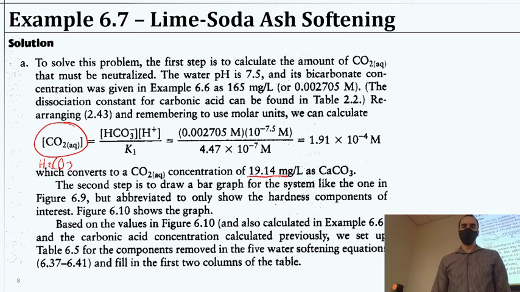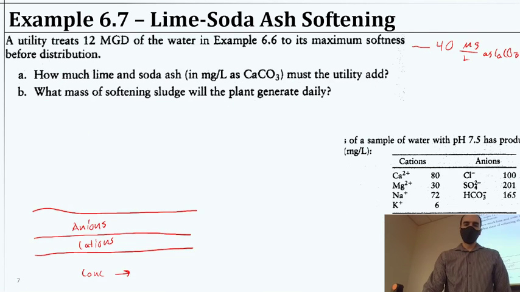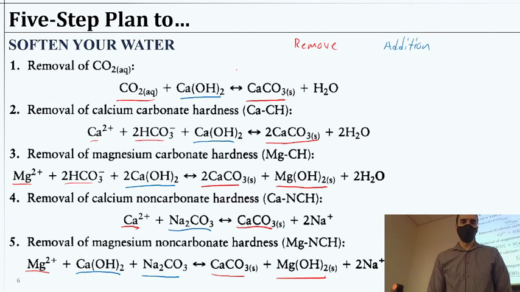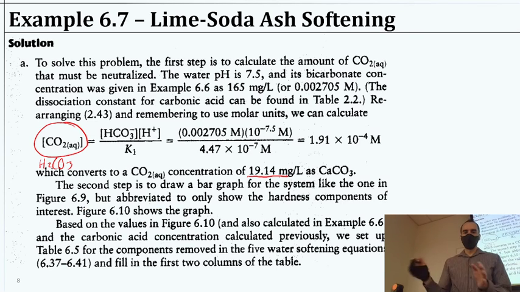So only those five hardness components, right? The CO2, the calcium carbonate hardness, magnesium carbonate hardness, calcium non-carbonate hardness, and magnesium non-carbonate hardness. So those are the only bars that are going to show, because those are the only ones we're really interested in at this time.